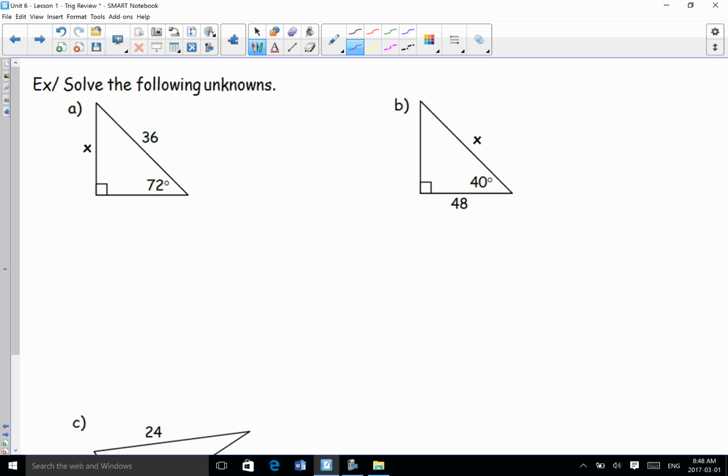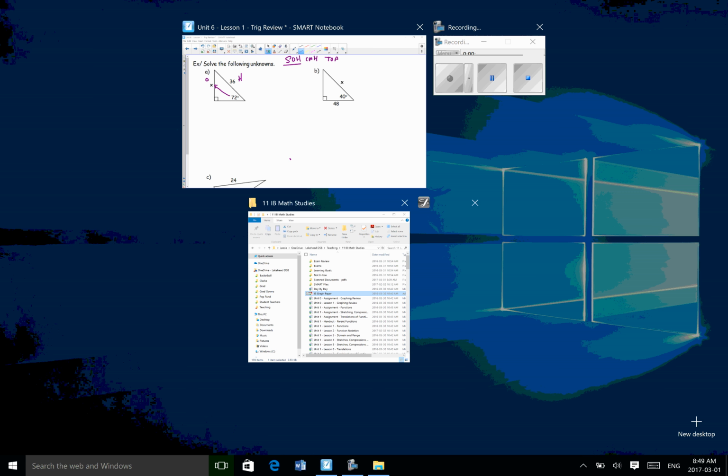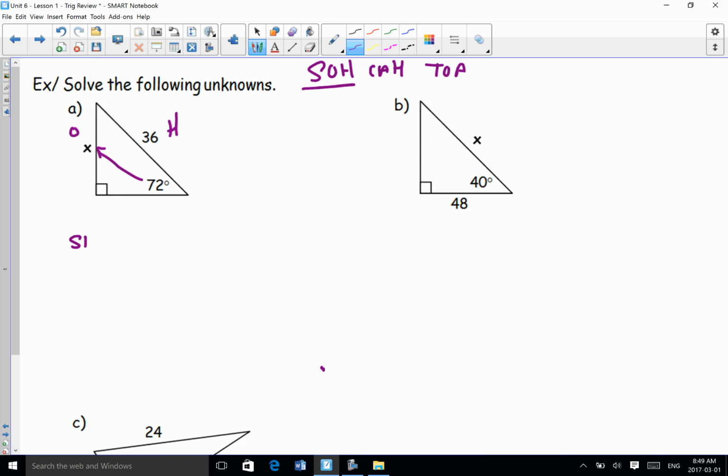So I want to solve a right triangle. First thing I need to do is label my sides according to the given angle. Now 36 has to be my hypotenuse. Across from the known angle is my opposite. So if I think about the word SOHCAHTOA, which one has an O and an H in it? That's sine. So the sine of the known angle, the one we use for labeling, is opposite over hypotenuse, O over H. That's how SOHCAHTOA is spelled.